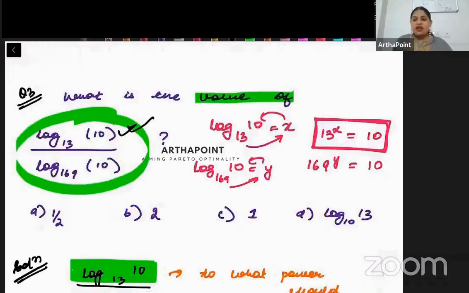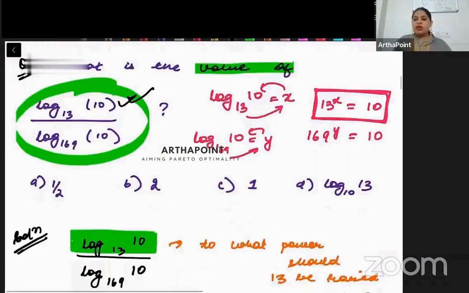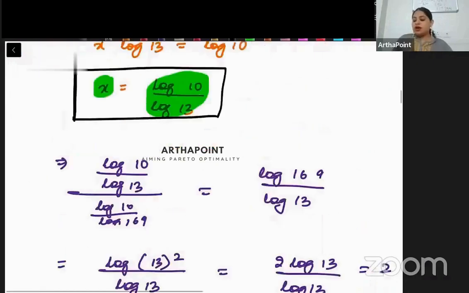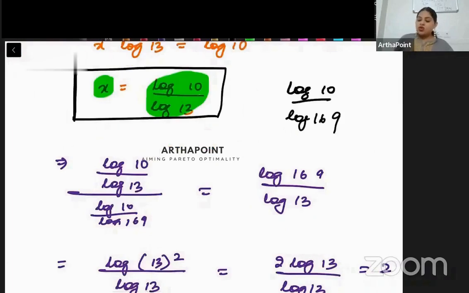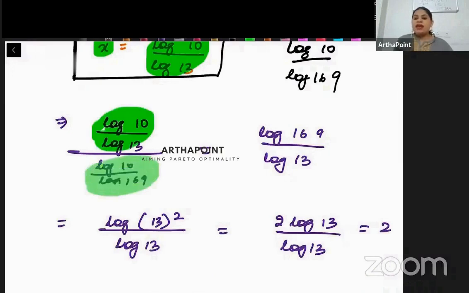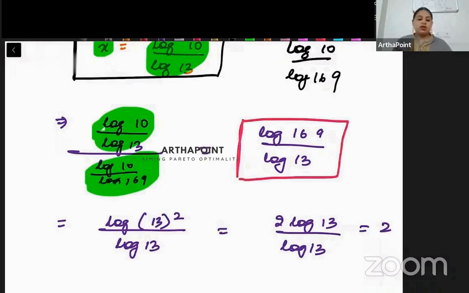On very similar lines, beta, you can solve for the denominator. So if you solve for denominator, you will get log 10 by log 169. So numerator I will rewrite as this. Denominator I will rewrite as this. And when you divide the two, log 10 and log 10 will get cancelled. And you will be left up with log 169 by log 13. Right? Log 169 by log 13.